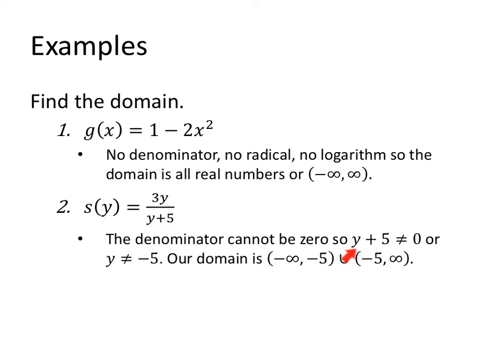So I literally solve y plus 5 is not equal to 0. And to solve a not-equal statement, it's the same steps as solving an equation. I'm going to subtract 5 from both sides. And this tells me that y cannot equal negative 5. Now remember, the domain is all real numbers except. So when we write it, make sure you put negative infinity to negative 5 using open parentheses so we exclude the negative 5, union with negative 5 to infinity.